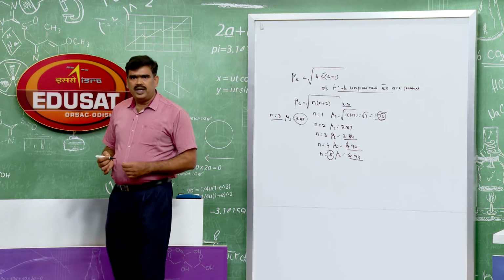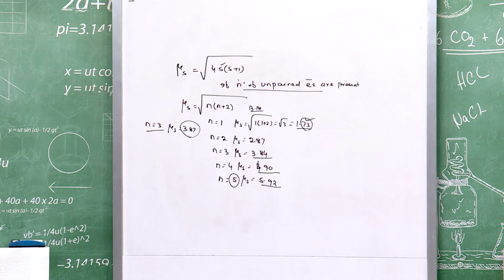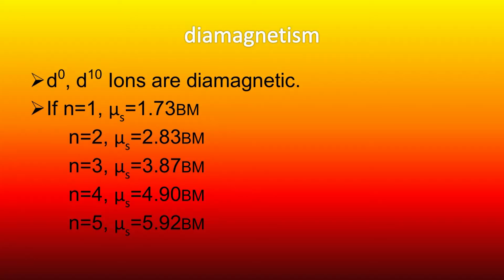In this way, you can write the magnetic moment on the basis of the number of unpaired electrons. So, this is the trick. Here you see, in cobalt 3, you will be asked what is the magnetic moment of CoCl3. CoCl3 means the oxidation state of cobalt is +3. +3 means n equal to 4. N equal to 4 means it will be 4.90 BM.